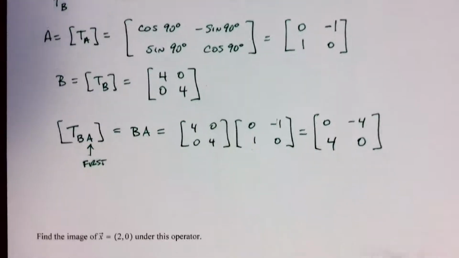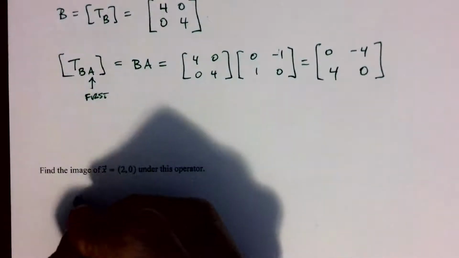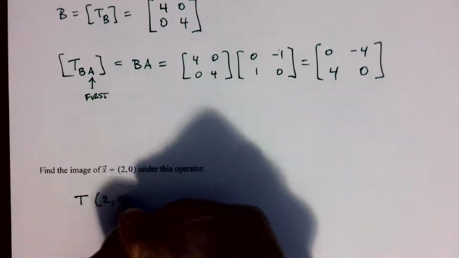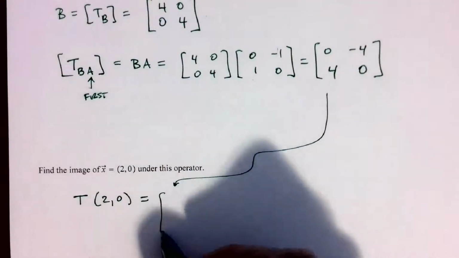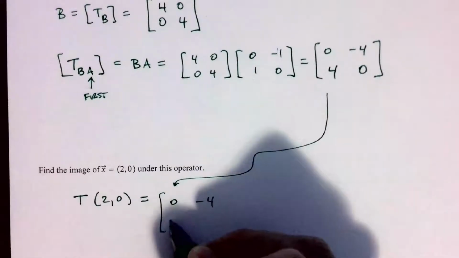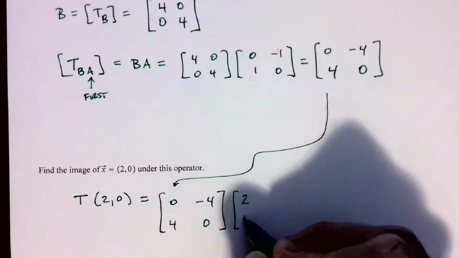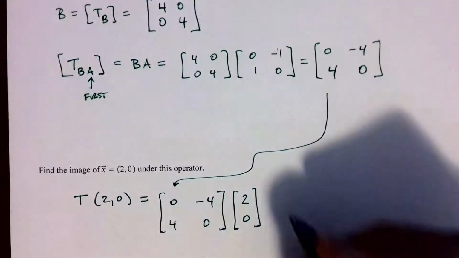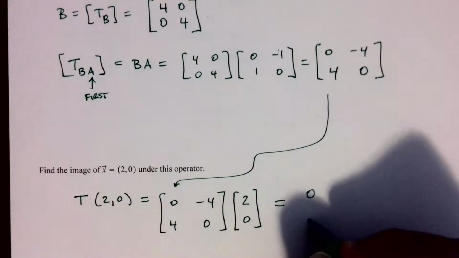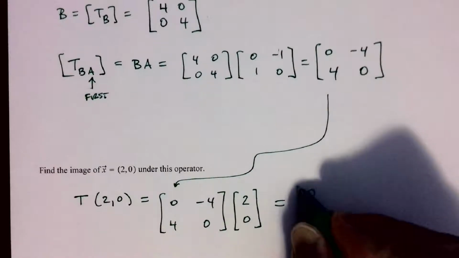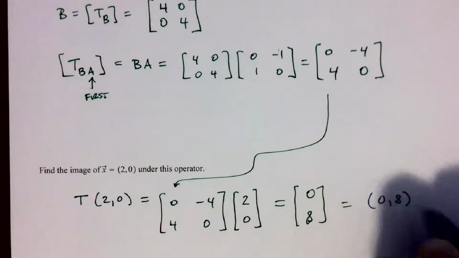Now, let's look at the image of the vector (2, 0) under this operator. So what is T of (2, 0) equal to? Well, we multiply by this standard matrix that we just found. So one-stop flight. The vector in column vector form is 2, 0. And I multiply. 0 times 2 is 0. Negative 4 times 0 is 0. 4 times 2 is 8. 0 times 0 is 0. There it is. Or I can write it again back in comma delimited form.